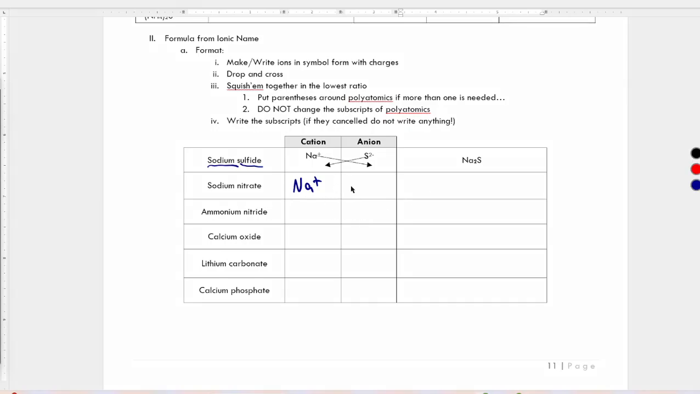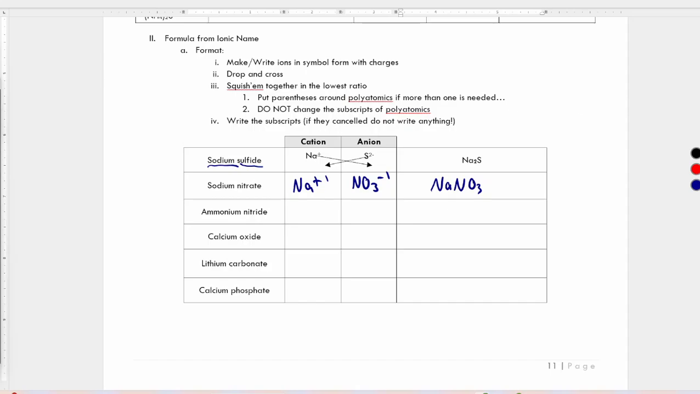So nitrate is NO3 -1. Sodium is +1. Okay, then we have to ask ourselves, do these numbers match? Yes, they do. Then all we have to do is rewrite these things without any charge. NaNO3. We could put this in parentheses if we want to, but we don't have to, because there's only one of each. That's it. All right.